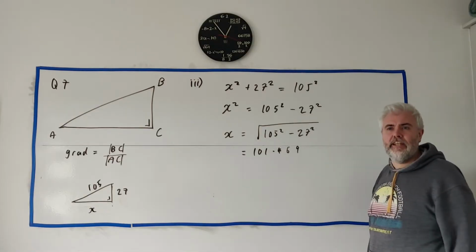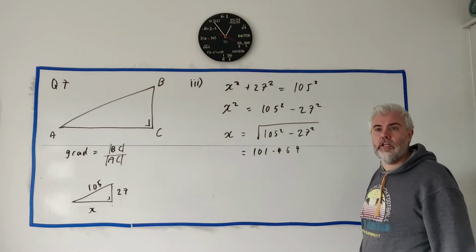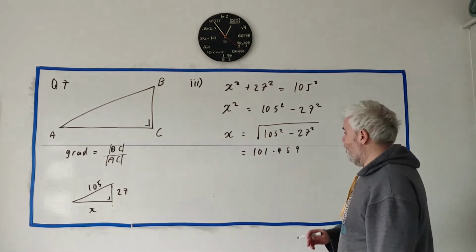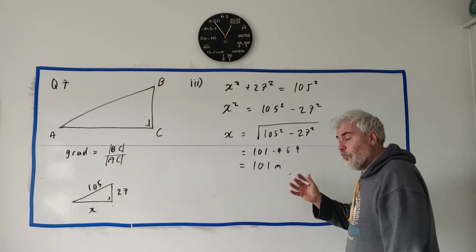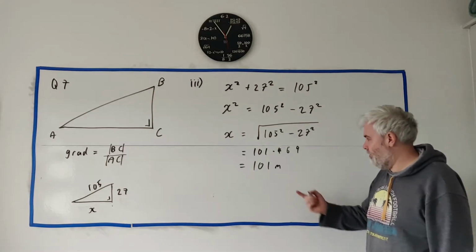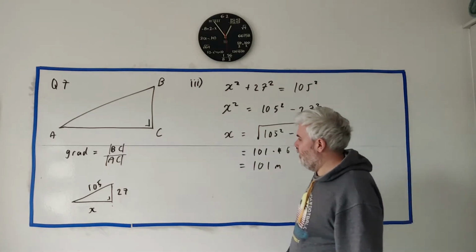But they wanted it to the nearest whole number. Yes, there's whole number. So 101 meters. You don't have to put the meters in maths class. In physics class you would, but not in this.